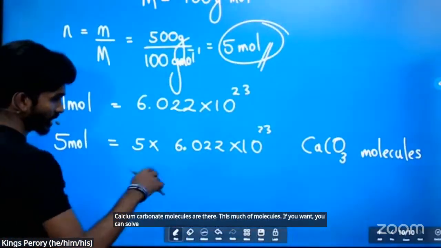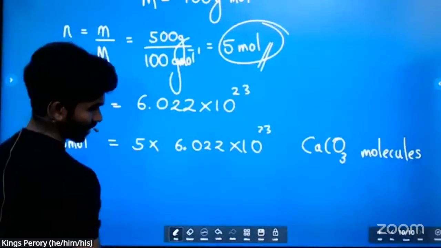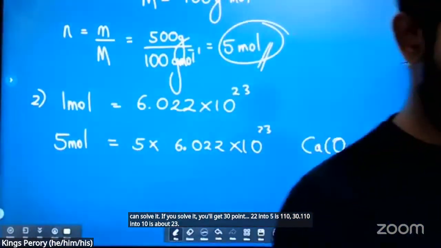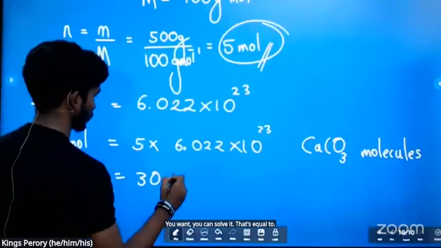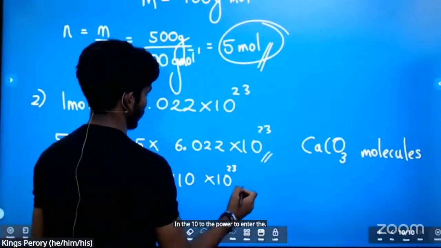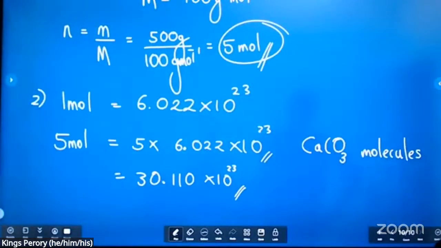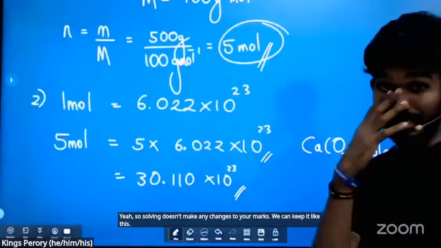If you solve it, 6.022 into 5 is 30.110, so 30.110 into 10 to the power 23. Both the answers are correct. Solving doesn't make any change to your marks. You can keep it like this, unless it's a small number.